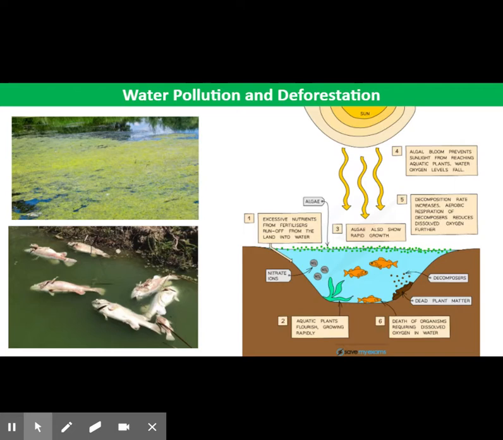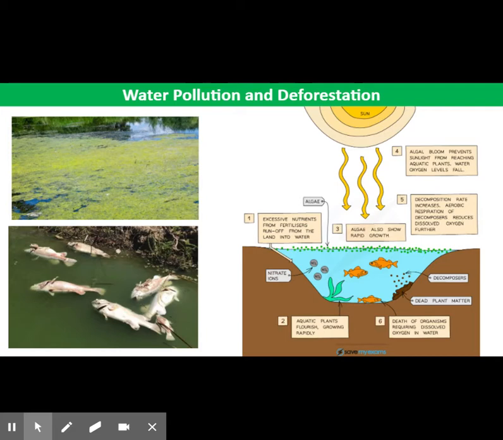Now, both water pollution from sewage that we looked at a moment ago and water pollution from fertiliser runoff have the same end result. They both result in decomposing bacteria, leading to decrease in dissolved oxygen and death of aquatic organisms. But they do not arrive at this point in the same way, and you do need to learn both and be aware of the differences between them.